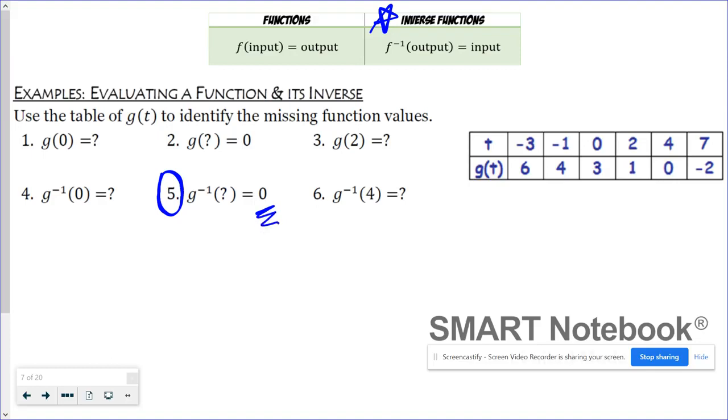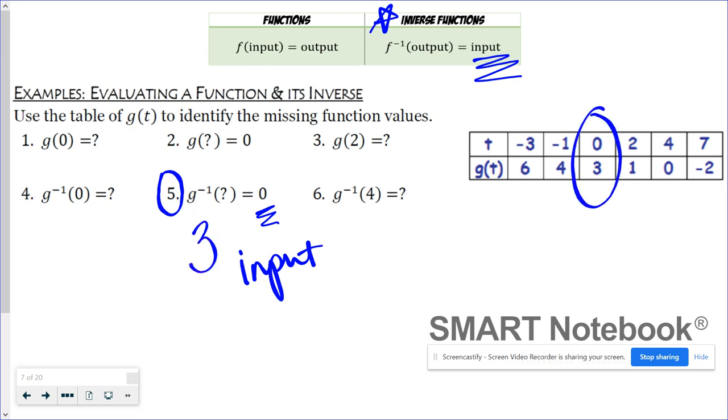Okay, so we know it equals 0. So 0 is representing an input value. So find an input of 0 on the table. So what's our answer here? 3. Question mark is 3.